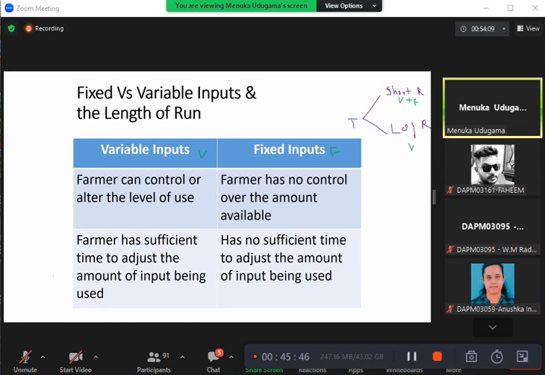But in the long run, we say even the fixed inputs can vary, right?